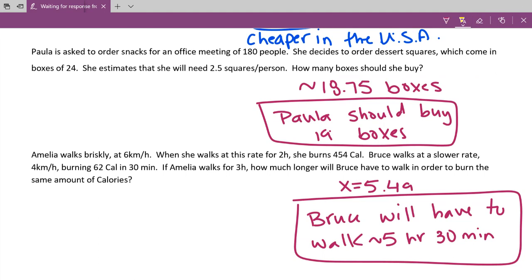And the last one, Amelia and Bruce taking a walk. Bruce will have to walk for about 5.5 hours in comparison to Amelia walking for 3 hours, so that they burn the same amount of calories. Right? That's going to be based off of their calorie per hour rate.